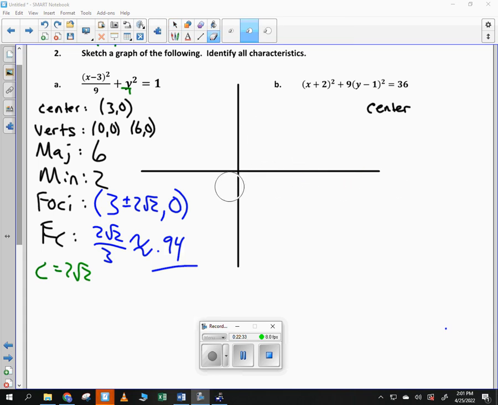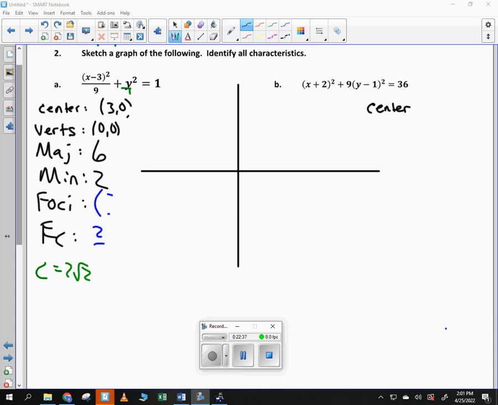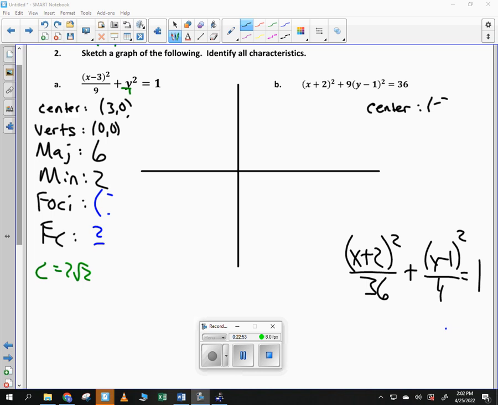Okay, I'm going to erase that last one. I divide through by 36 and you should get x plus 2 quantity squared over 36 plus y minus 1 quantity squared over 4 is equal to 1. So what is the center? Negative 2, 1. So you're going to go back 2 and you're going to go up 1. And that is your center. That's where you'll base everything from.